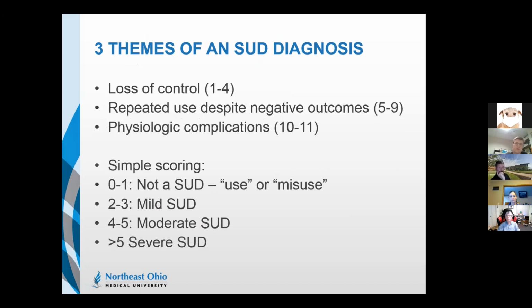There's loss of control, repeated use despite negative outcomes, bad consequences, and there's physiologic complications of tolerance and withdrawal. The scoring is pretty simple. So for that patient that's scoring 2 to 3, that's a patient you can just kind of bring into the fold and say, I'm comfortable treating with buprenorphine naloxone because it appears there's an opioid use disorder that's either present or would develop over time.